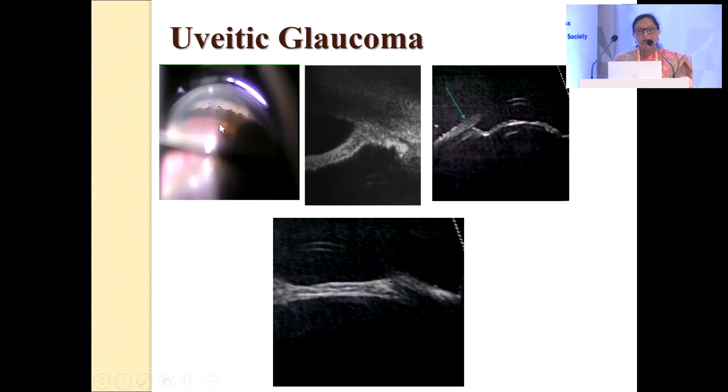In the uveitic glaucoma, you can see on gonioscopy there is inflammation, and there you see the broad peripheral anterior synechia. So this is the broad peripheral anterior synechia. Here is the cyclitic membrane, and it causes the pupillary block, and there is raised intraocular pressure.